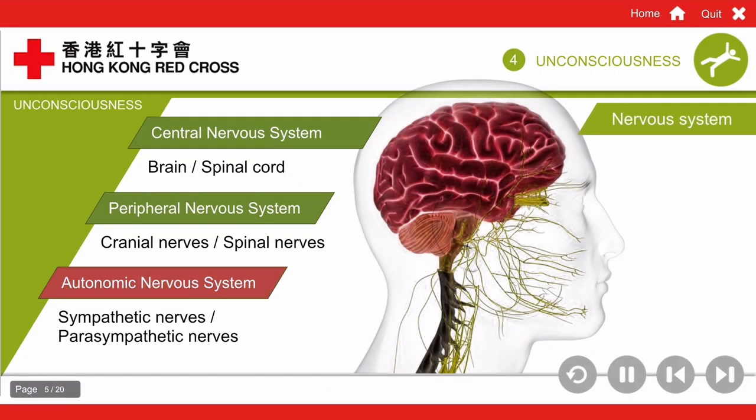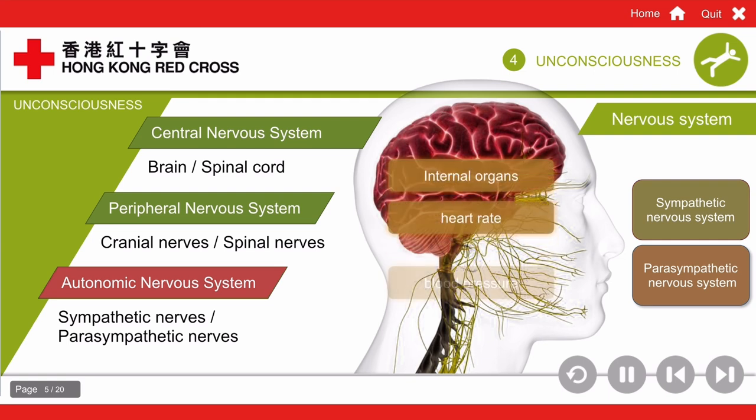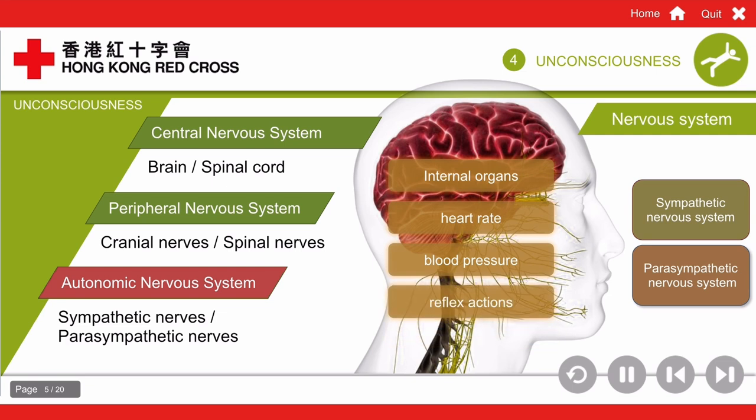Lastly, we'll learn about the autonomic nervous system. The word autonomic refers to how the system regulates our body functions involuntarily. It consists of the sympathetic nervous system and the parasympathetic nervous system, and regulates the functions of internal organs, heart rate, blood pressure, and certain reflex actions.